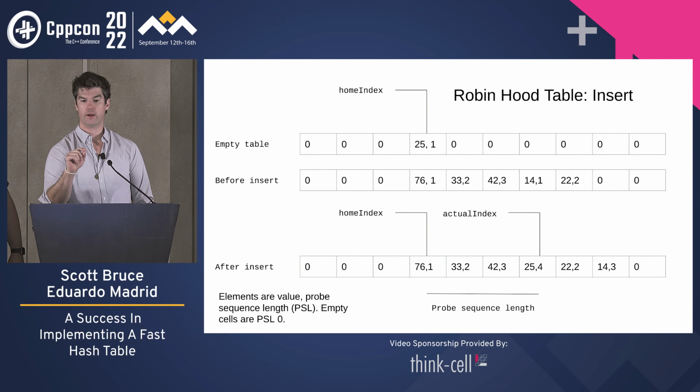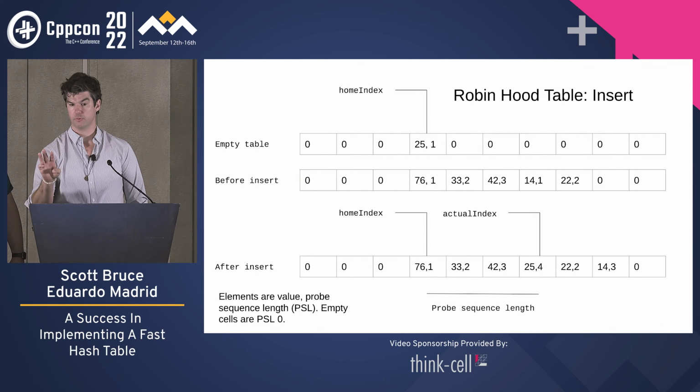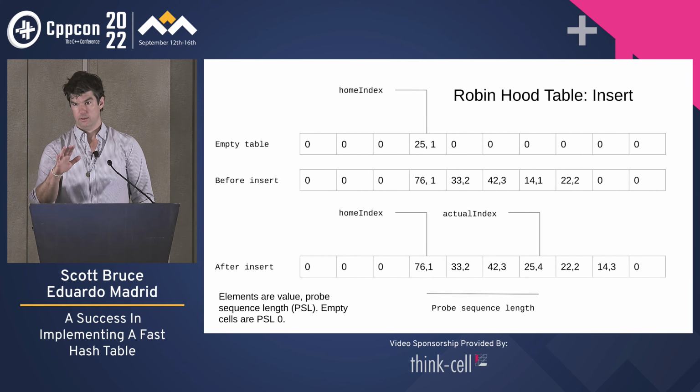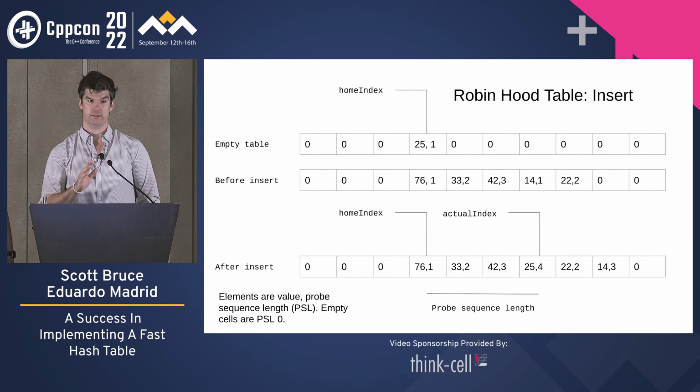And so now you have to insert that 14,1. 14,1 looks at 22,2, sees that it is poorer, has to go to the next index. And then with probe sequence length of 3, it inserts at the 6th index, because that one has a probe sequence length of 0, which is richer. Hopefully this helps with the idea of probe sequence length, which is extraordinarily key to this entire thing.